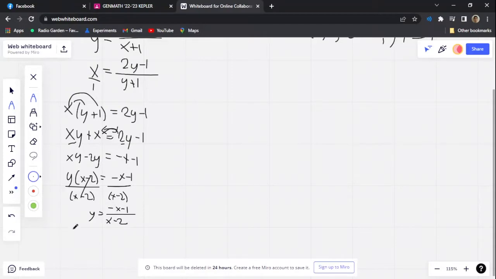So kining equation kay mao na ang function. So mao na ang inverse function. So mahimo na siyang f negative 1 of x is equals to negative x minus 1 over x minus 2. Mao na ni ang inverse function.